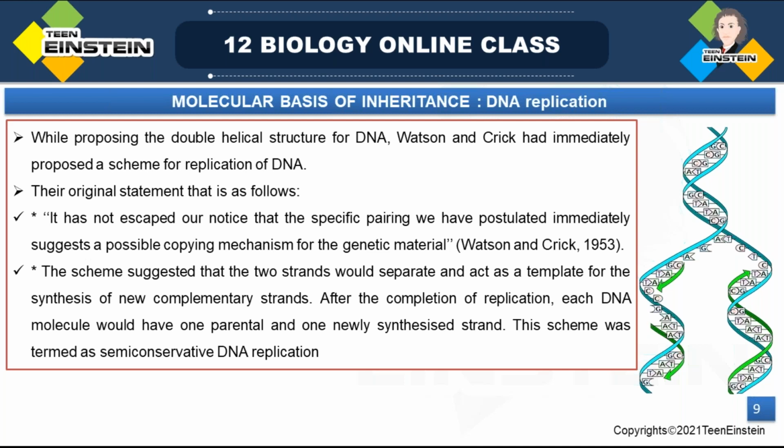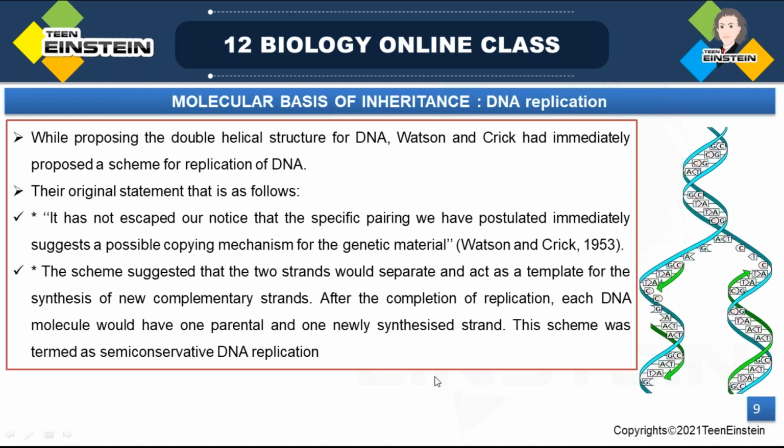So in semi-conservative DNA replication, two strands would separate and act as a template for the synthesis of a new complementary strand. And after the completion of that replication, each DNA molecule will have one parental strand and one newly synthesized strand. And this scheme was termed as semi-conservative DNA replication.